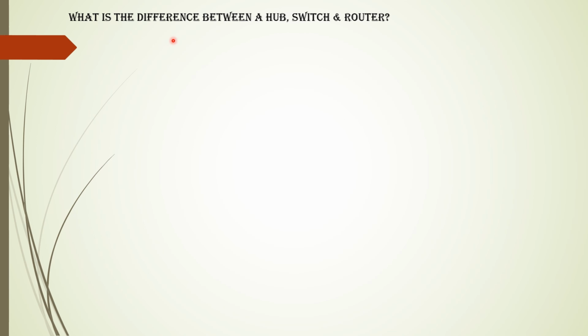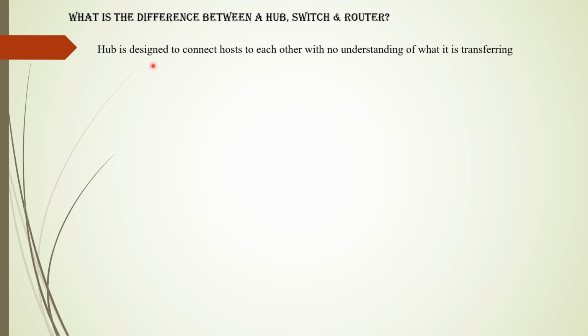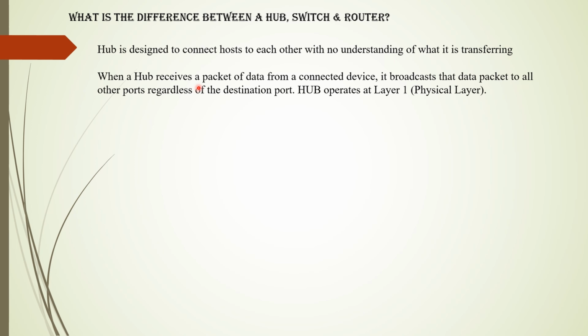What is the difference between a hub, switch and router? A hub is designed to connect hosts to each other with no understanding of what it is transferring. When a hub receives a packet of data from a connected device, it broadcasts that data packet to all other ports regardless of the destination port. A hub operates at layer 1.